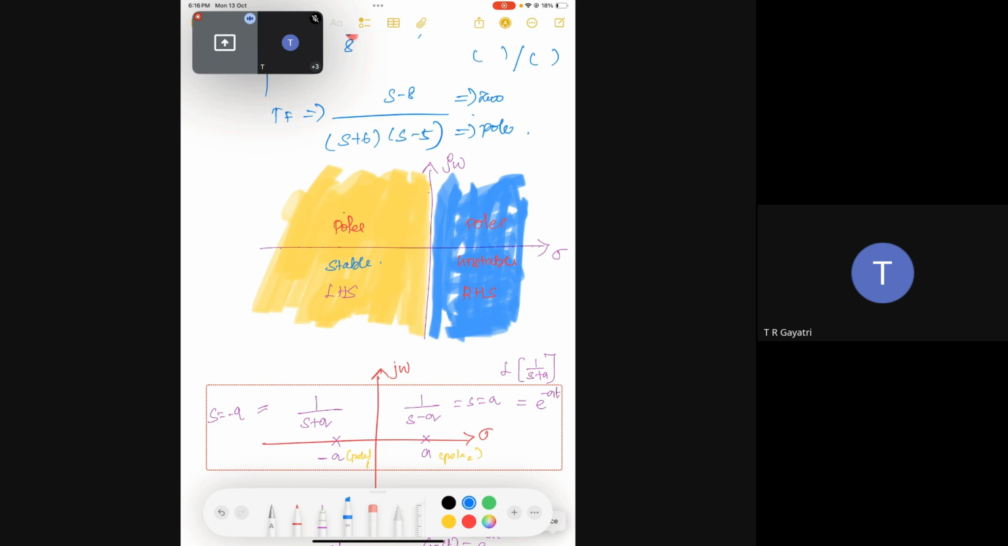When the poles of the system, or the denominator factors of the system, lie in the left half of the s plane, meaning negative values, then the system will be naturally stable. You can control the system. When the poles of the system lie in the right half of the s plane, it will be unstable. You cannot design any controller to make it stable, at least for a linear case. Clear?